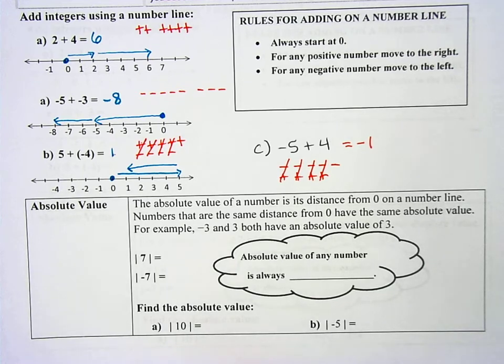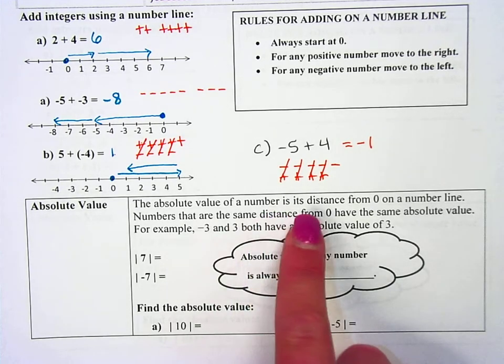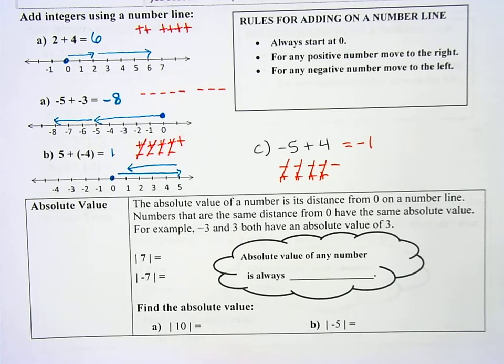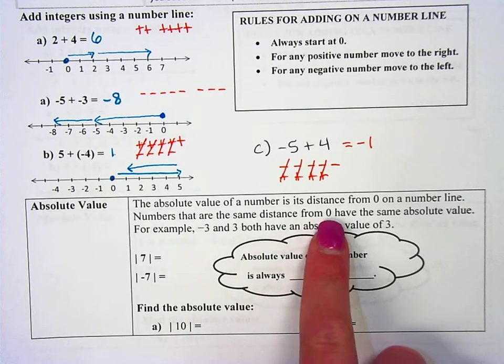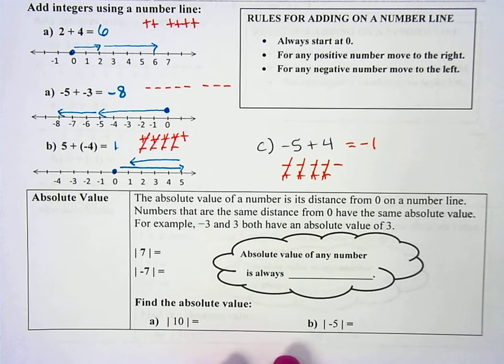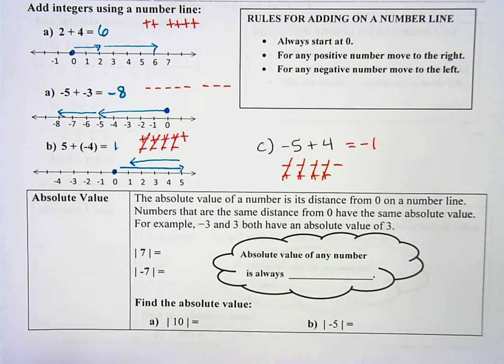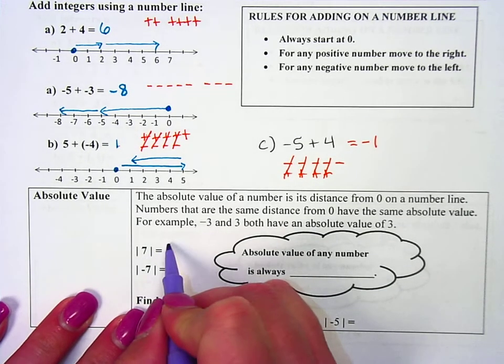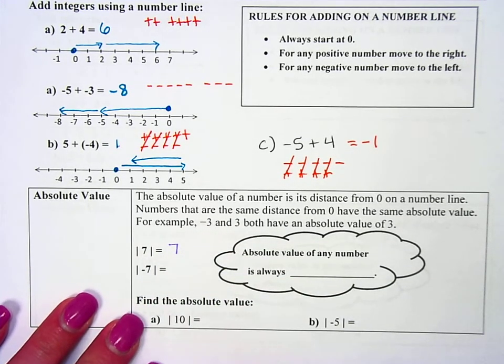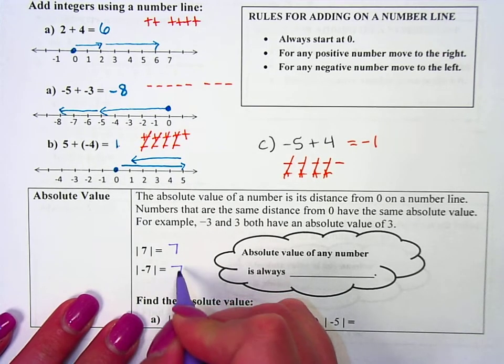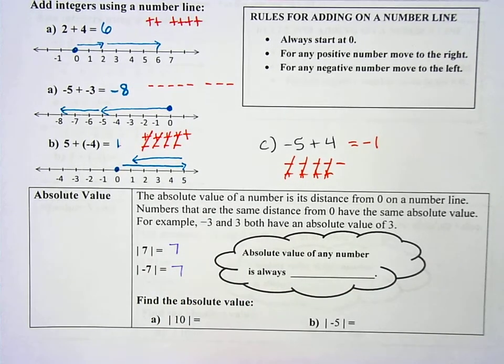It says the absolute value is the number's distance away from 0 on a number line. So numbers that are the same distance from 0 have the same absolute value. So for example, -3 and 3, those are opposites, meaning they're the same distance from 0, so they both have an absolute value of 3. Okay, or think of 7. 7 is simply 7 away from 0. Just the same as -7 is 7 away from 0.